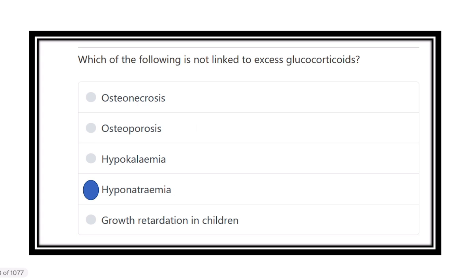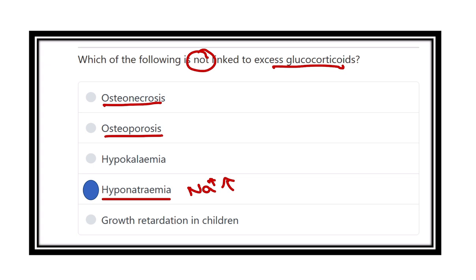So what is not linked to the glucocorticoid is hyponatremia, because in case of glucocorticoid excess, hypernatremia develops. Other options such as osteonecrosis and osteoporosis occur due to high corticosteroid, hypokalemia occurs, that means the reduced potassium level, and growth retardation in the children occurs.